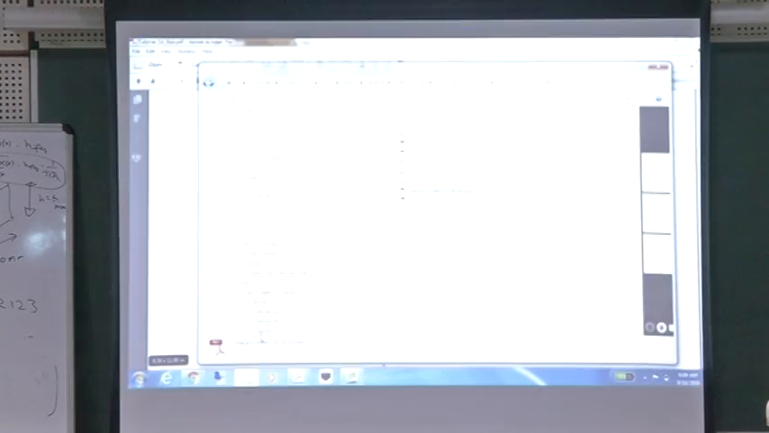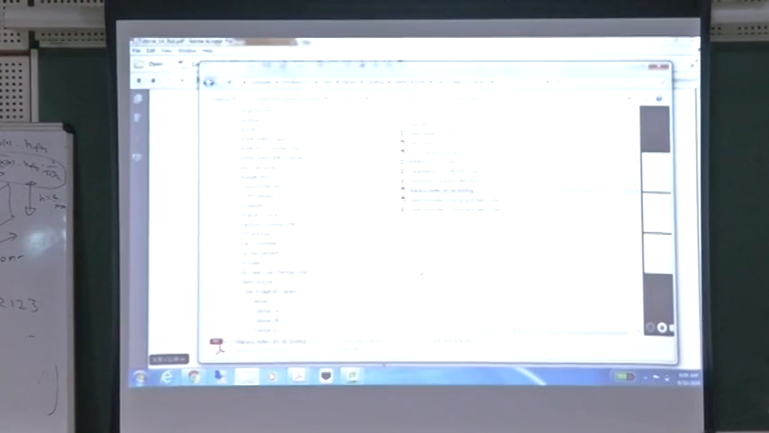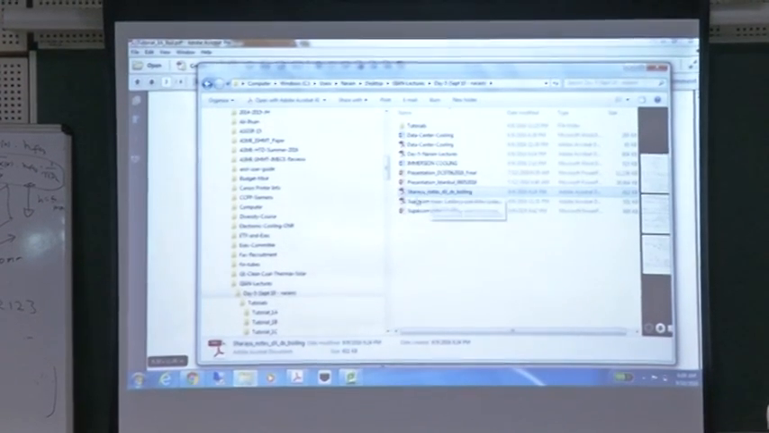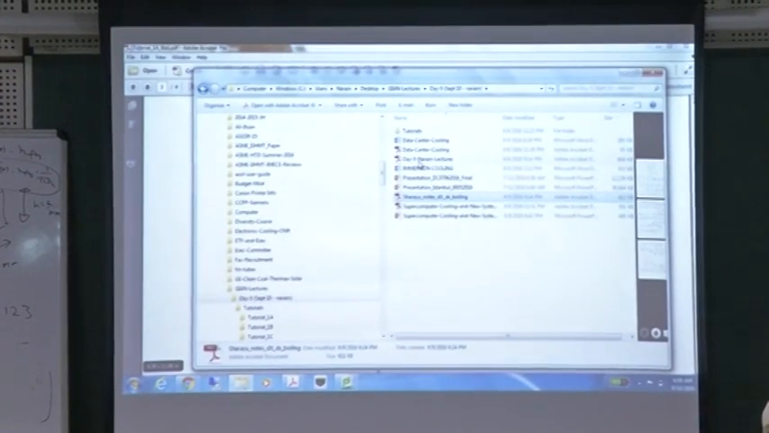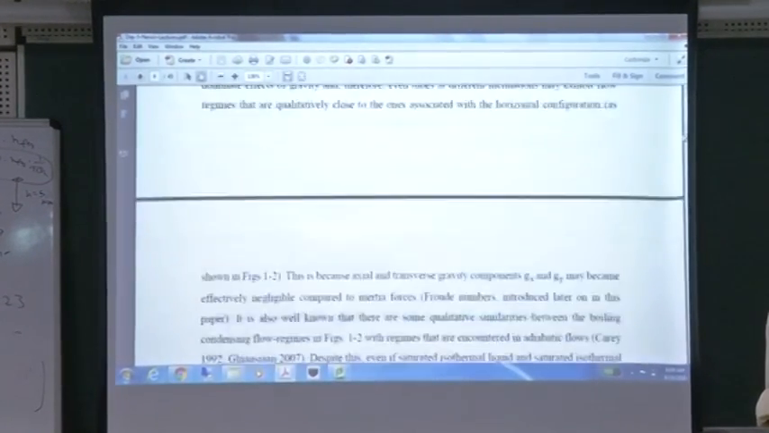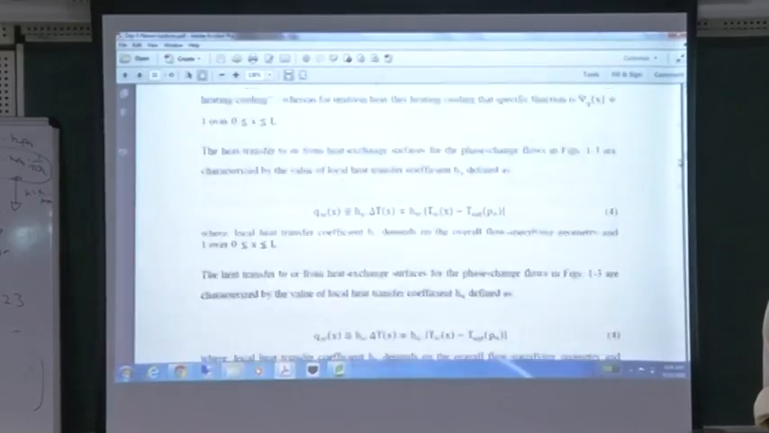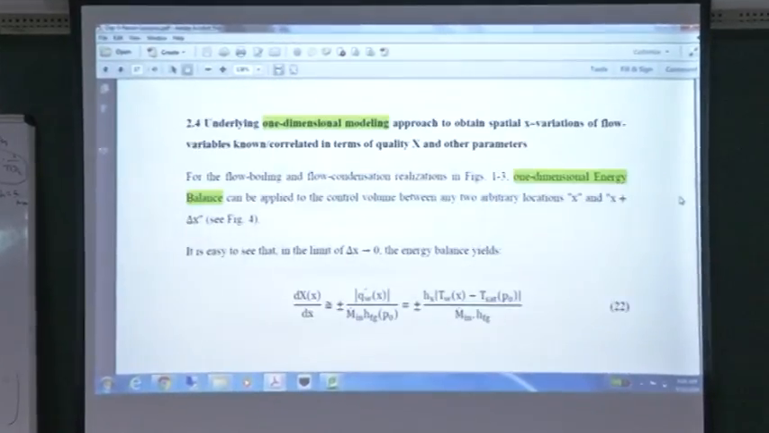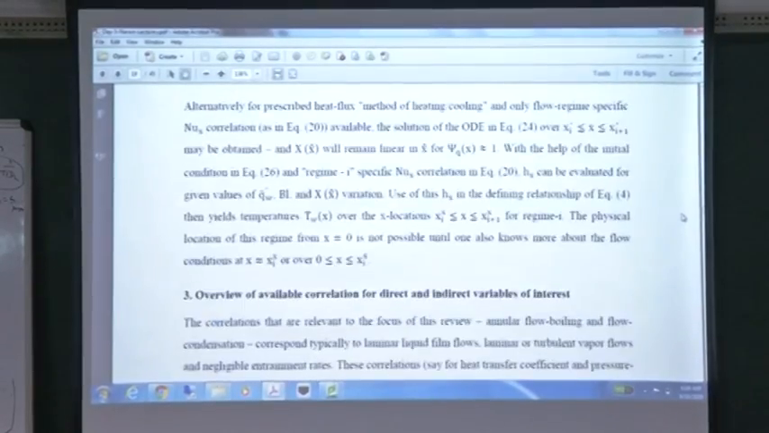So you go to either the Kim and Mudawar paper, or you go to my lecture notes, and in the lecture notes for flow boiling, my notes recall what Kim and Mudawar have in their paper, which we reviewed in the morning. And what do you get?